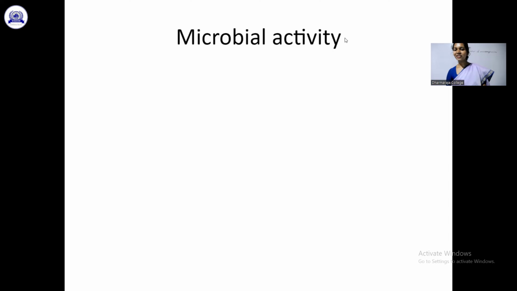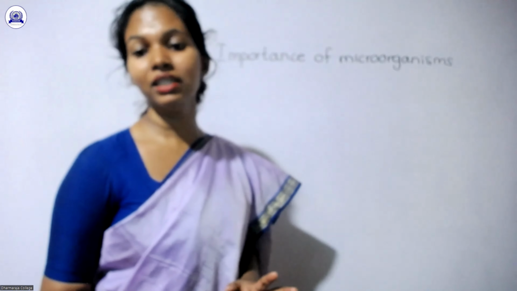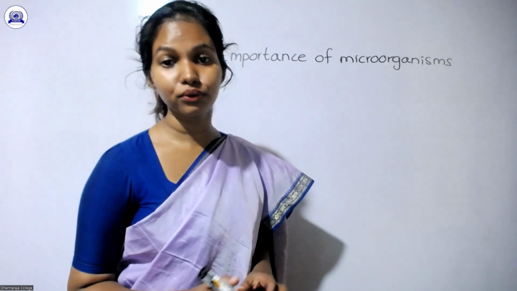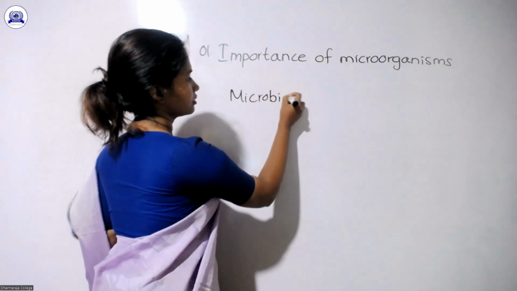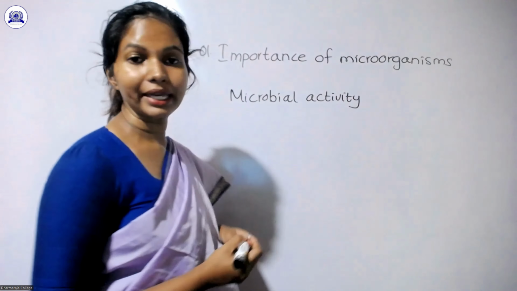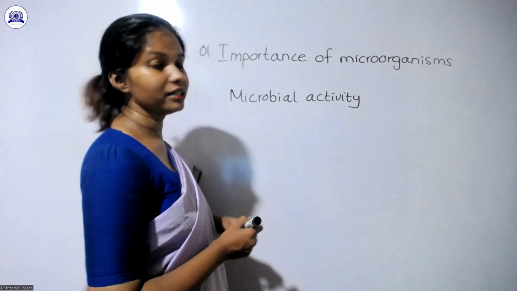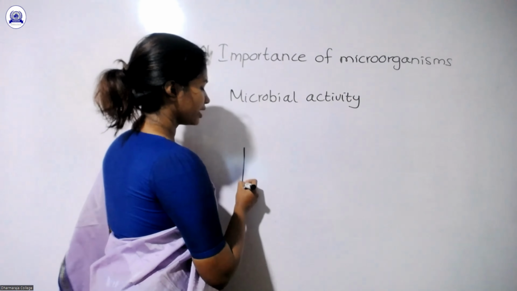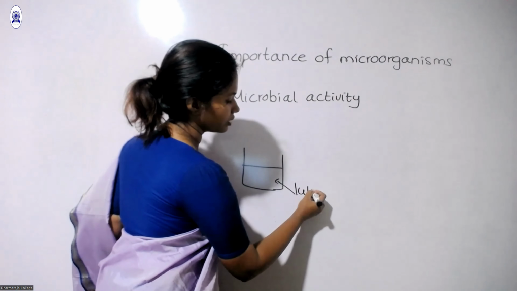Okay, so here we are going to learn about the microbial activity. So how microorganisms are going to act on food items. So we are going to do a small experiment to see the action of microorganisms on food. So for that, you are going to make a solution with a microorganism. What is the solution you are going to make? So you take a glass, you put some lukewarm water into that one.